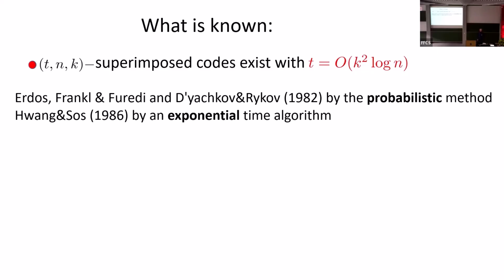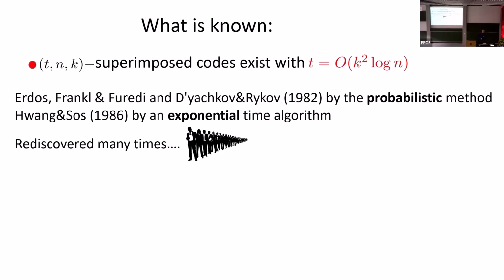This is a bound that was found by Erdős, Frankl, Füredi in 82 by the probabilistic method, and independently by Wang and Sóch using an exponential time algorithm. So actually, they are not algorithms. They are proofs of existence, but they do not give you an algorithm because nobody wants to use an exponential time algorithm. Is this bound good or bad? Well, it's quite good. Oh, by the way, as usual, it was rediscovered many times and not always in the best form. This is terrible.